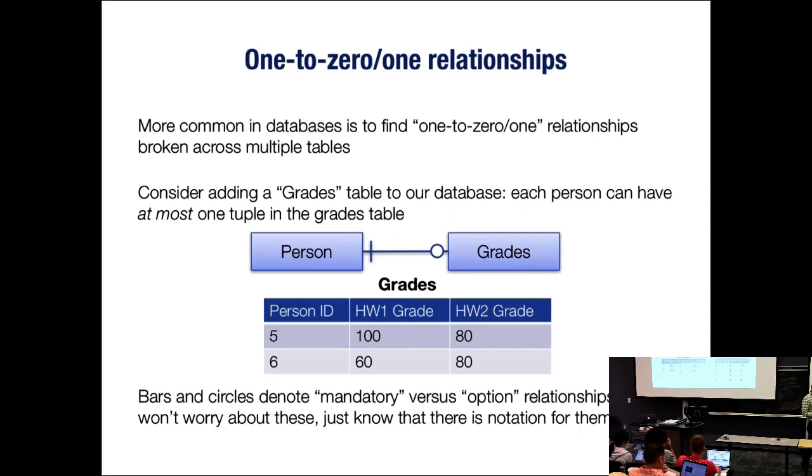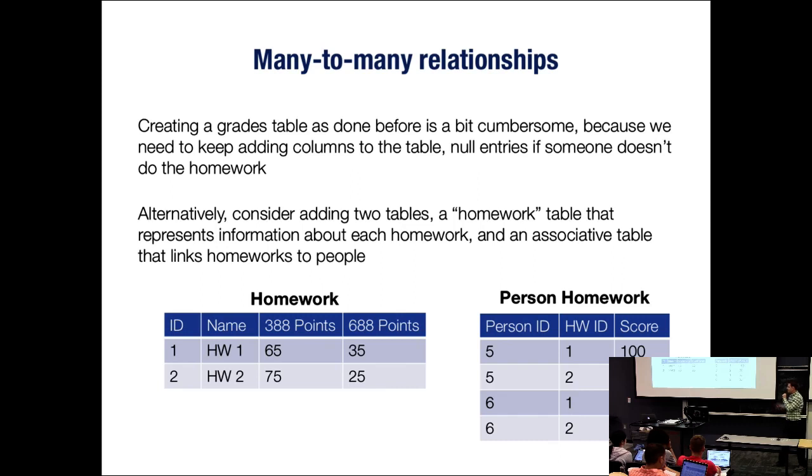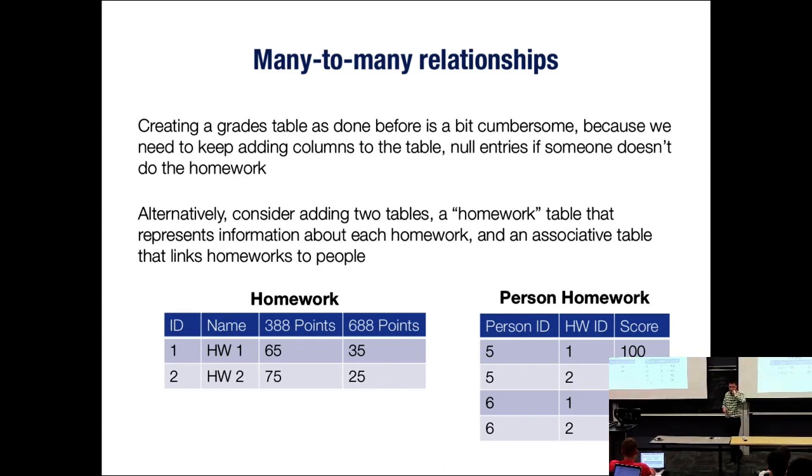What I can do instead is build a separate homework table that has its own ID and one entry for each of the homeworks that I actually release, right? So homework 1, homework 2, and now if I want to add another homework, I just add another row to this table here. Okay? So this is my homework table, and I have a person table, and each person will do many homeworks, and each homework will be done by many people.